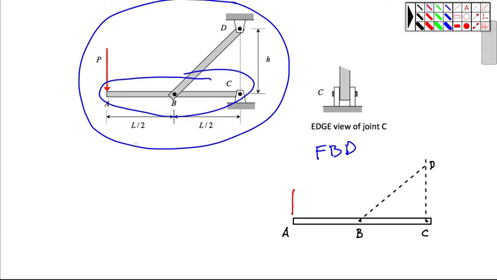Then we have here the applied load P, and then we have the reaction force in the x direction of C and the reaction force in the y direction of C, and we have also the axial load FB, which we can split into two components, one in the x direction and the other one in the y direction.